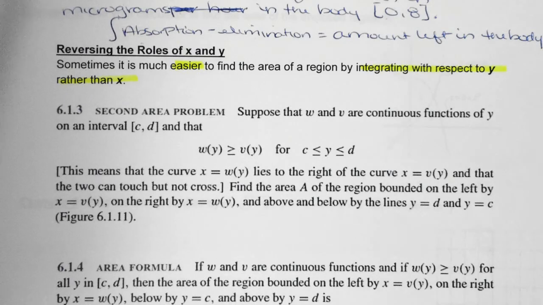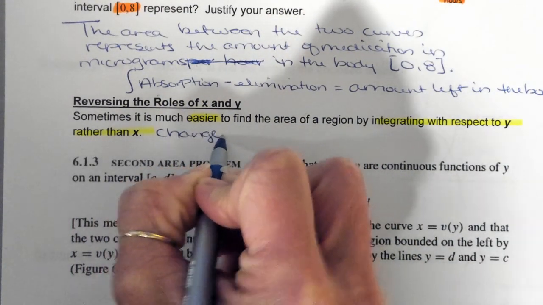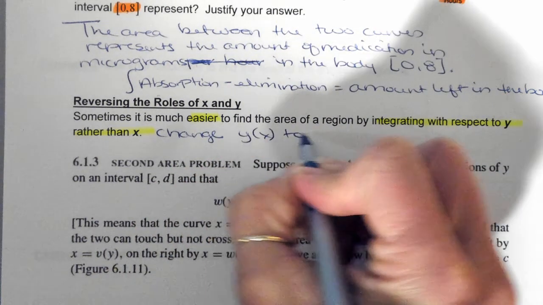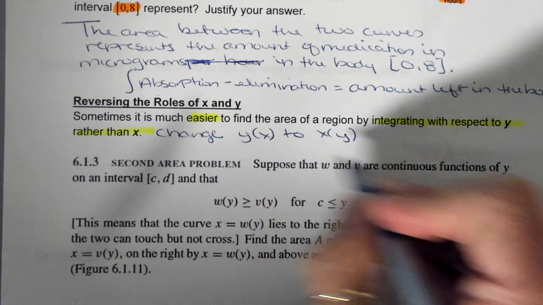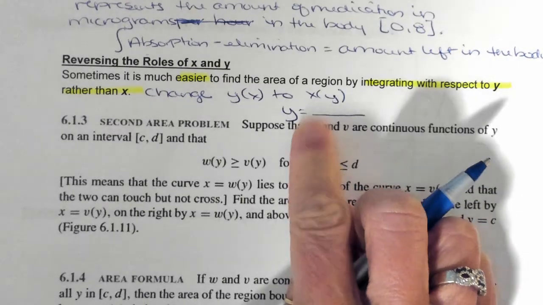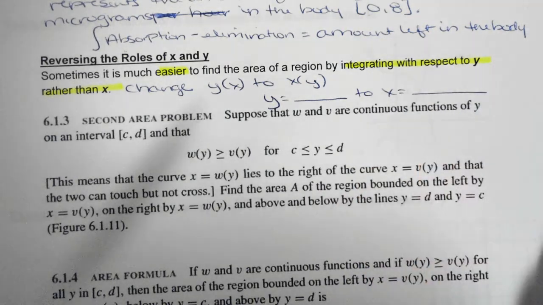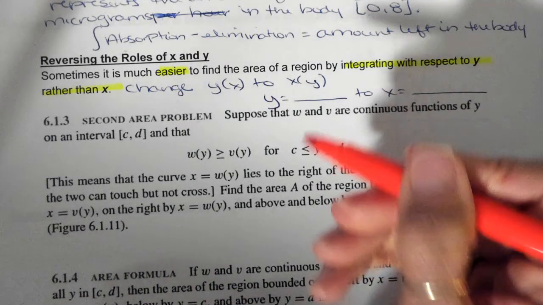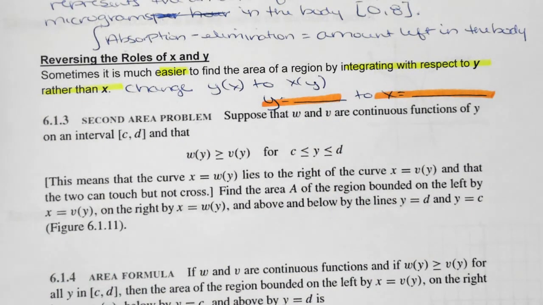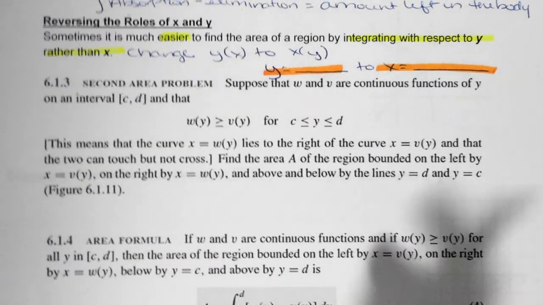So what we need to do is make sure that we change y of x, which is what we had before, to x of y. So we're going to have y equals something. This is our equation that we would be using, and it's going to go to x equals something. So we're going to have to solve for x. We don't have to switch anything. I was thinking of the inverse.